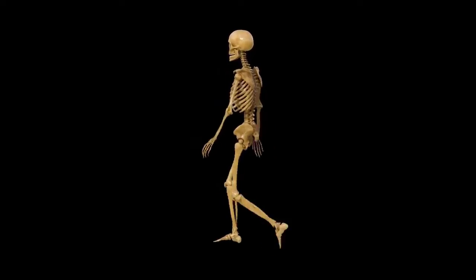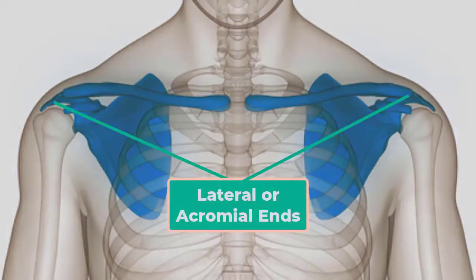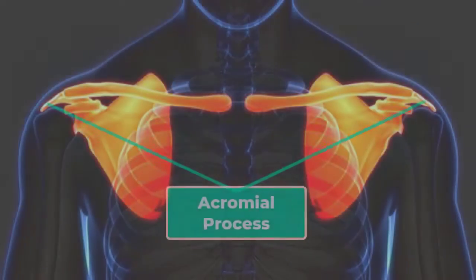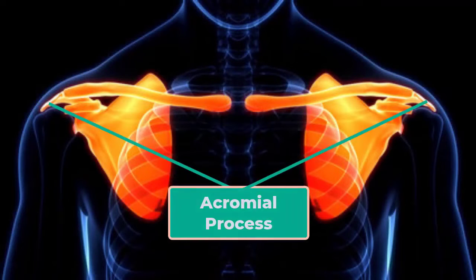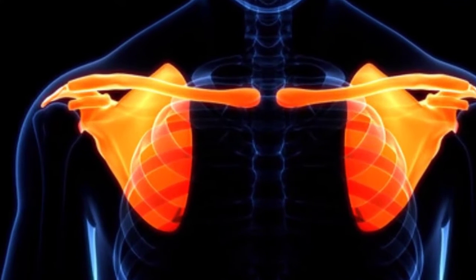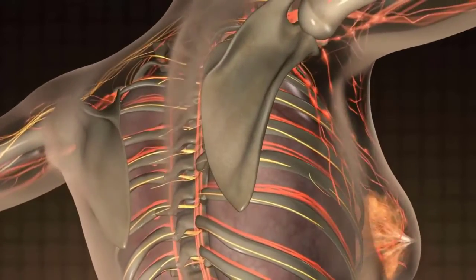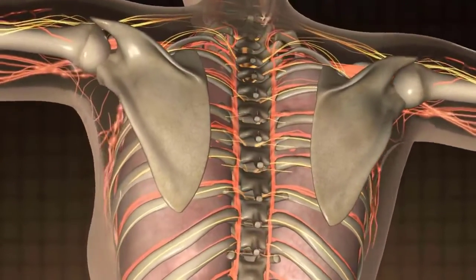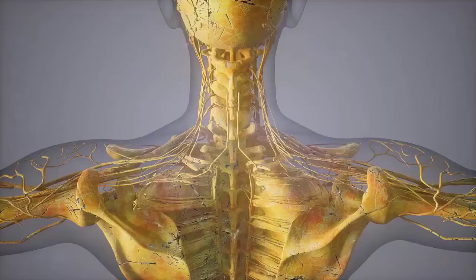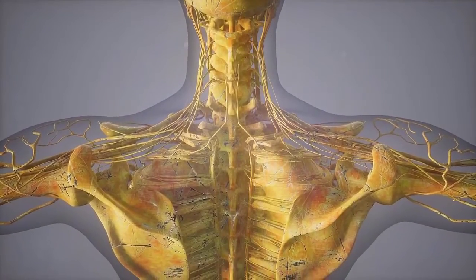The lateral or acromial end of the clavicle articulates with the acromion process of the scapula. This is the portion of the scapula that forms the bony tip of the shoulder. The scapula plays an important role in anchoring the upper limb to the body. The scapula has several important landmarks.